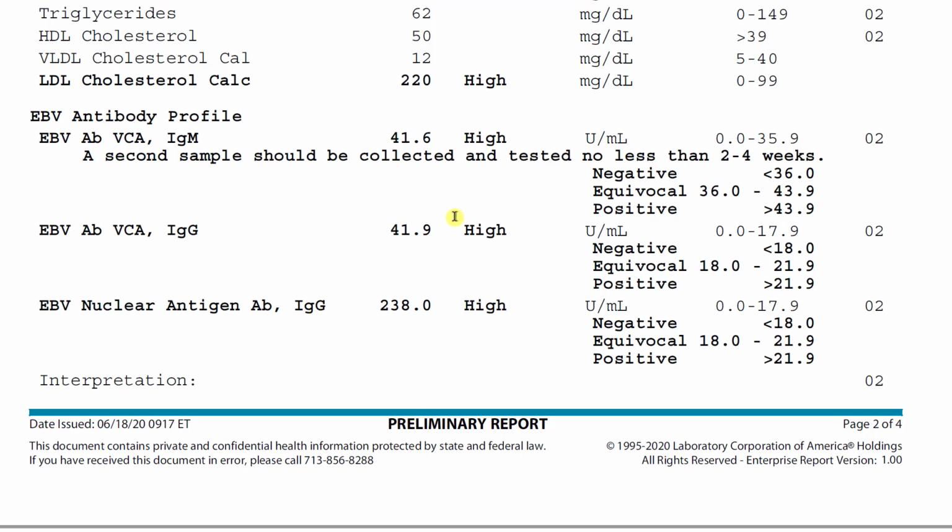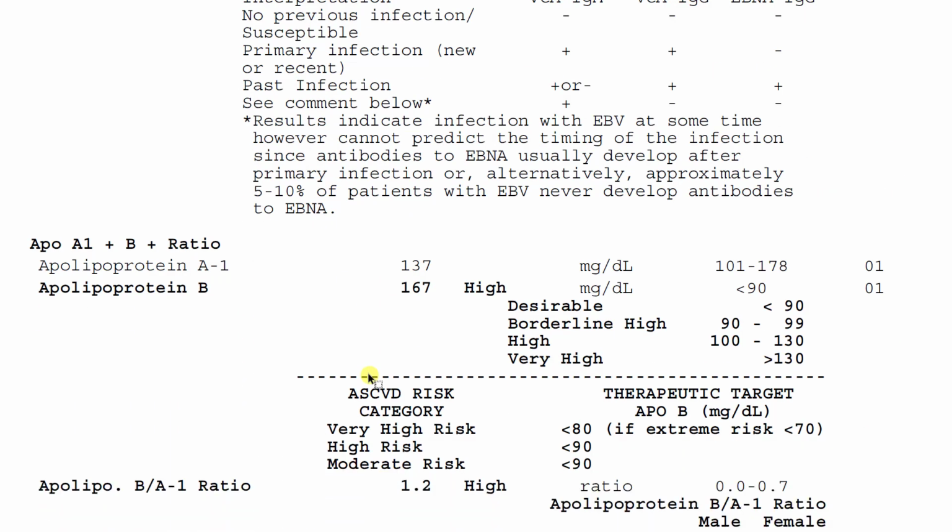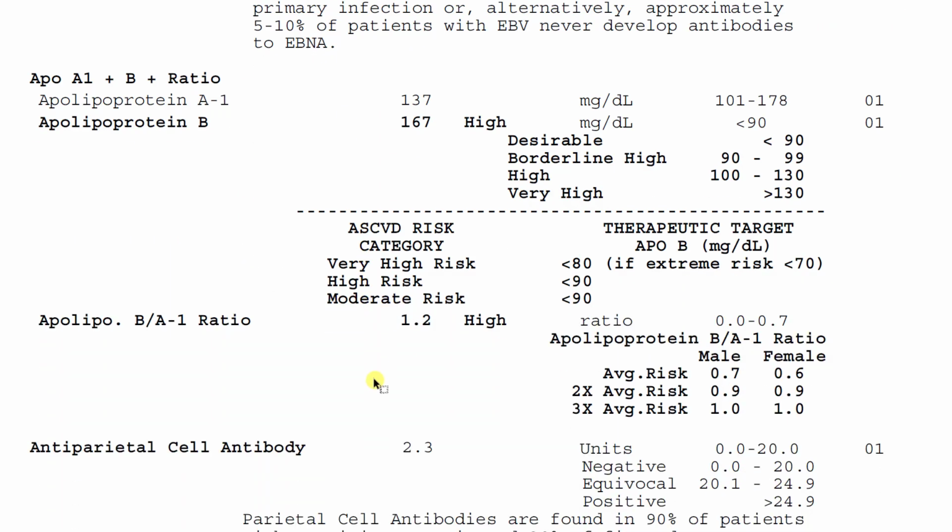Mono is definitely very common in the teenage population. People get thrown under the bus. They feel like they got the flu. They may not run the normal course of having a fever and all that, but this showed up positive. So I just wanted you to know that, and that gives rise to, of course, some of the feelings that you've had. On top of the cardiovascular risk of the elevated LDL-P, your ApoB is also high at 167.